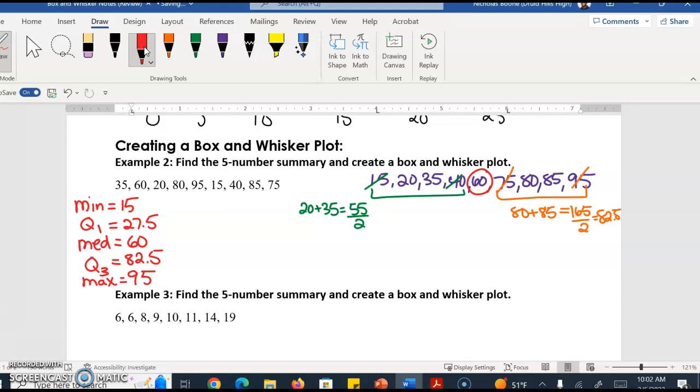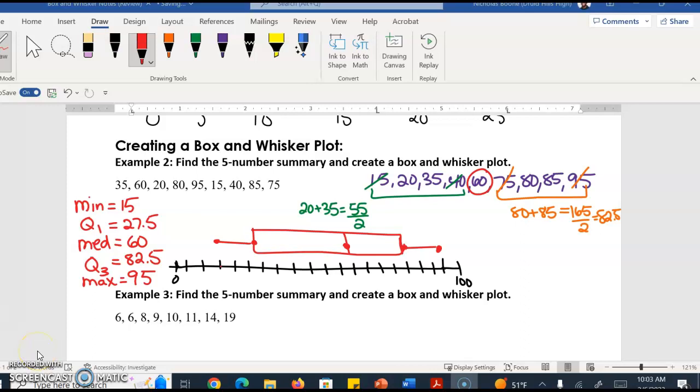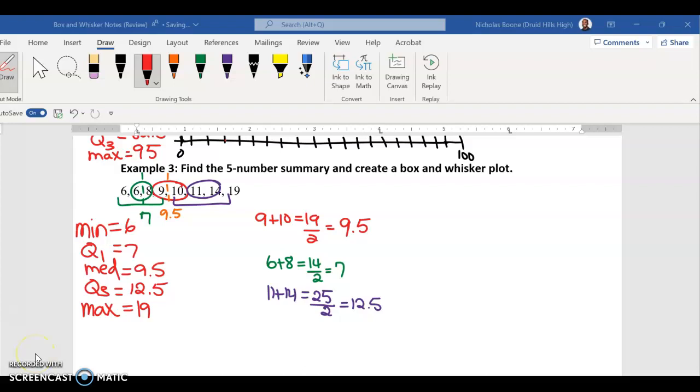From here, you can create a box and whisker plot. And so I'm going to very briefly sketch one. Here is a general representation of this graph when you set it up. Yours should look something like this, hopefully better. All right, let's try one last one. Look at example 3. When you look at example number 3, just take a look at the 5-number summary here. You should have a minimum of 6, lower quartile Q1 of 7, median of 9.5, Q3 of 12.5, and then last but not least, a maximum of 19.